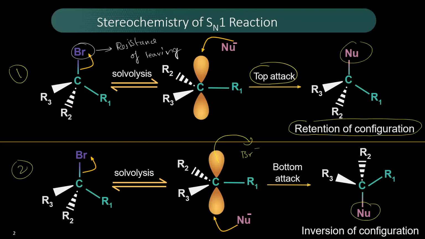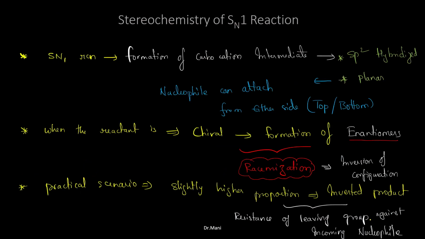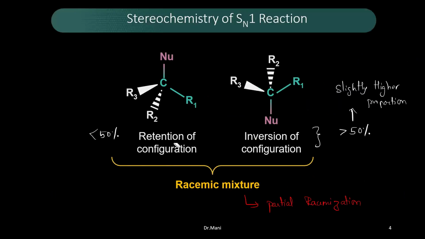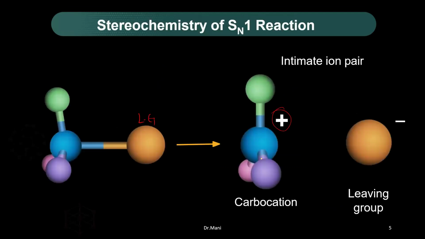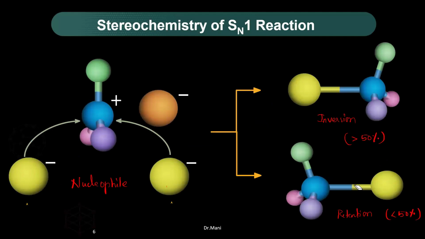I told you so many times, here two configurations could form: retention of configuration and inversion of configuration. In a practical scenario, a slightly higher proportion is the inverted product. That's the resistance of the leaving group against the incoming nucleophile. So there is a slightly greater percent for inversion of configuration and lesser for retention. We could get two products. Out of 100, this could form 40 and this could form 60.